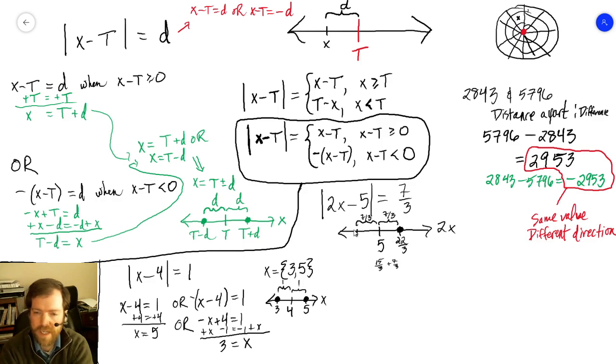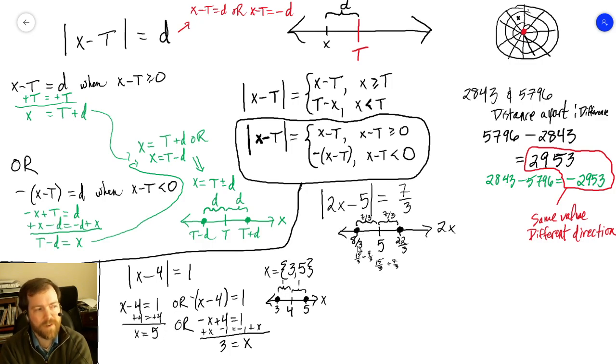Then when we go downward, we're taking 15/3 and subtracting 7/3. This is going to get us then 15 minus 7 is 8. Our units are thirds. So 8/3 coming down, and again, that is a solution for this particular problem.